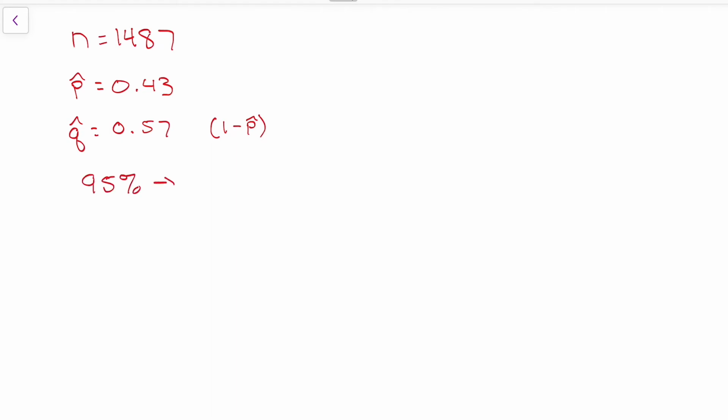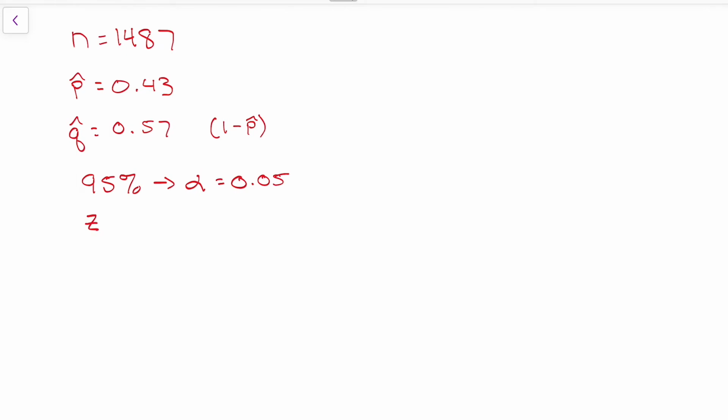Okay, the size of our sample is 1487. Our point estimate, our sample proportion, is 0.43. That makes q hat 0.57. Remember, q hat is my 1 minus p hat value. I want to be 95% confident, which gives me an alpha value of 0.05.